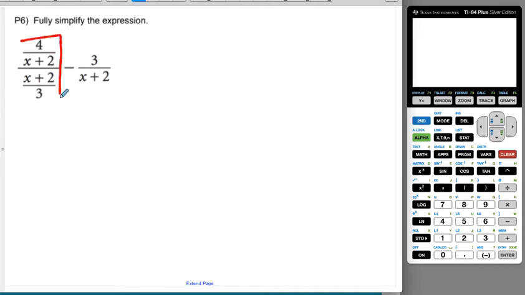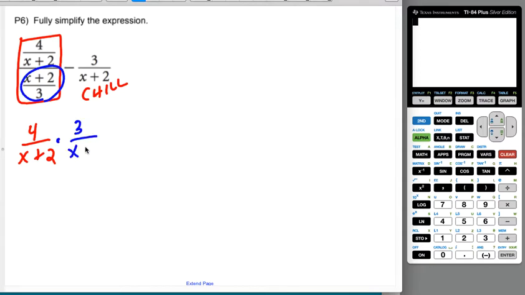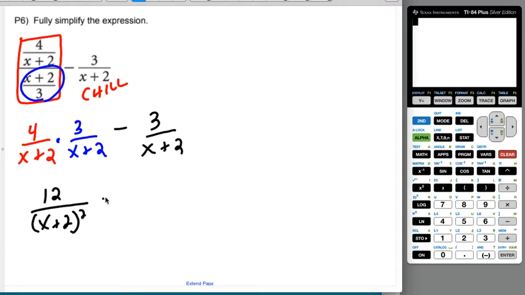So again, I would deal with this first, and I would just leave this to chill, right? So this is a 4 over an x plus 2, but then I'm dividing by a fraction. So I'm going to flip and make it multiplication, which is not exactly the result we got last time, which is what we kind of wanted, was something conveniently canceled, right? So I seem to get a 12 over an x plus 2 quantity squared minus a 3 over an x plus 2.